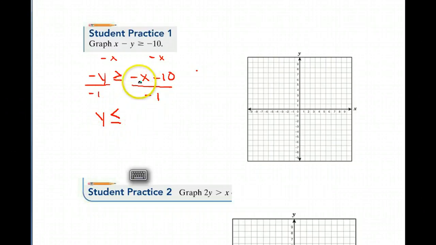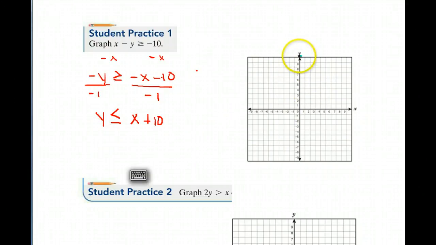So now we will take care of the division. Negative 1 divided by negative 1 leaves us with positive 1x. Negative 10 divided by negative 1 leaves us with positive 10. So we now have our inequality in slope-intercept form, so we can now graph that.